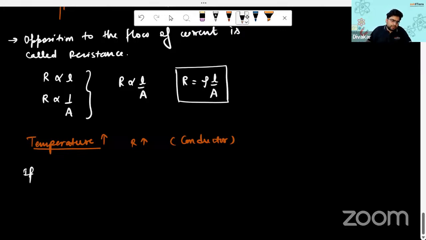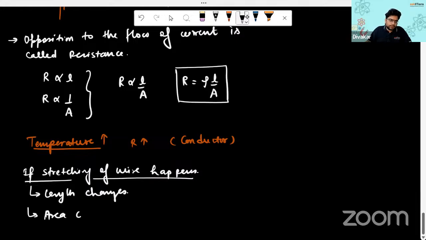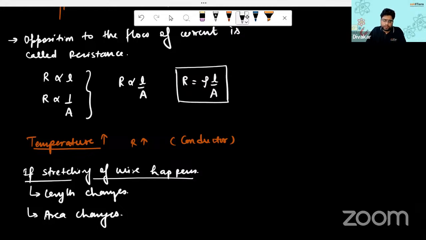If stretching of a wire happens, then its length changes and its area also changes. So in these cases, remember, we have a very short duration to complete a lot of things, but I'll tell you the formula and the logic behind it. You can work out the remaining things on your own as well.